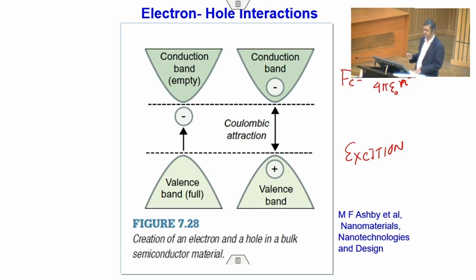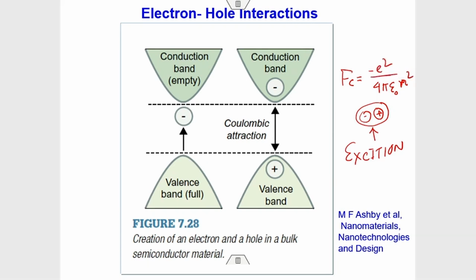Here e is the electronic charge, epsilon naught is the dielectric constant for free space, and r is the separation distance between the electron and the hole. So it tells you an electron and a hole can remain together without recombining, and that is what is known as an exciton. The reason they remain together is the electrostatic bonding between the positive charge of the hole and the negative charge of the electron. They attract each other and have Coulombic interactions.